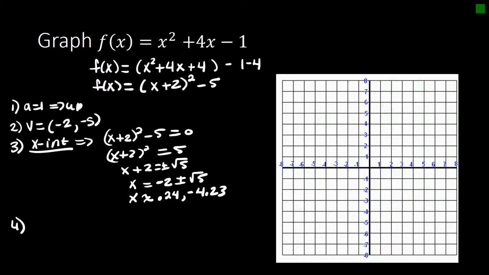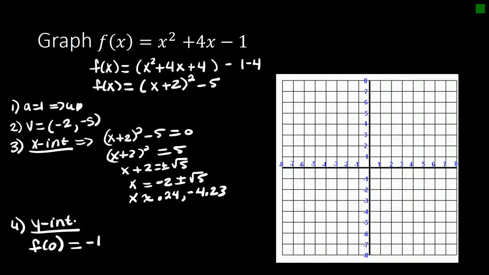And our y-intercept we get by evaluating the function at 0. Now, it's easier to look at the equation in general form to do that, because the first and the second term go away and you're left with −1.